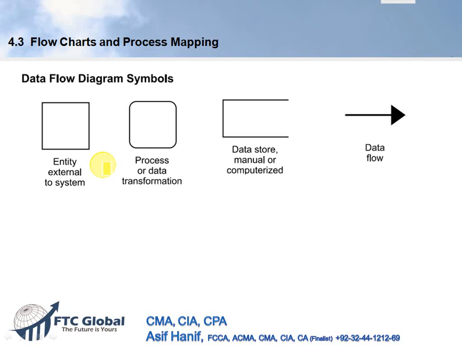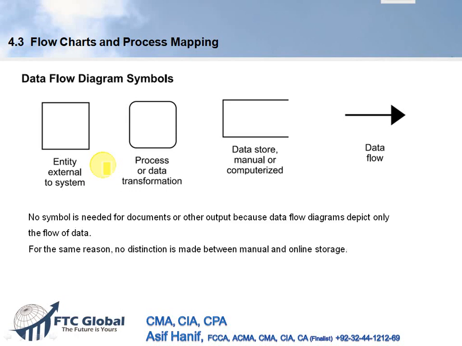See, there are not as many symbols as we have seen in the program flow charts and the horizontal and vertical flow charts. Why? Because this data flow diagram only shows the flow of data, and that flow of data can be in manual systems or in computerized systems, so no such distinction is made.